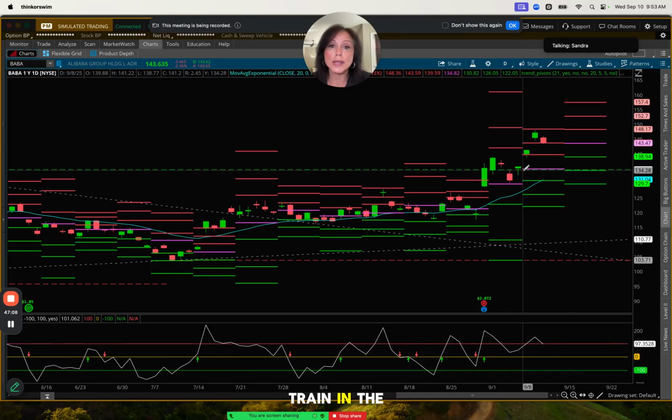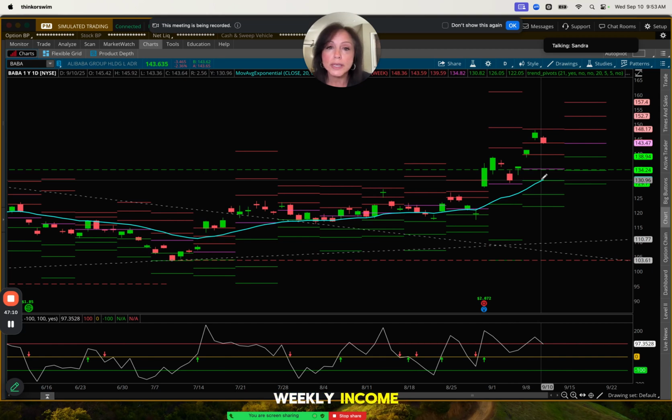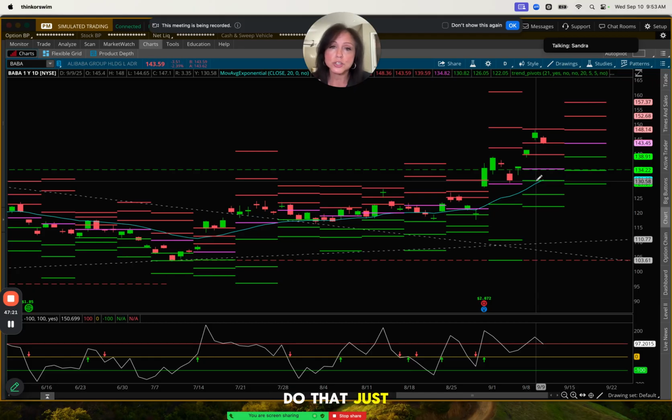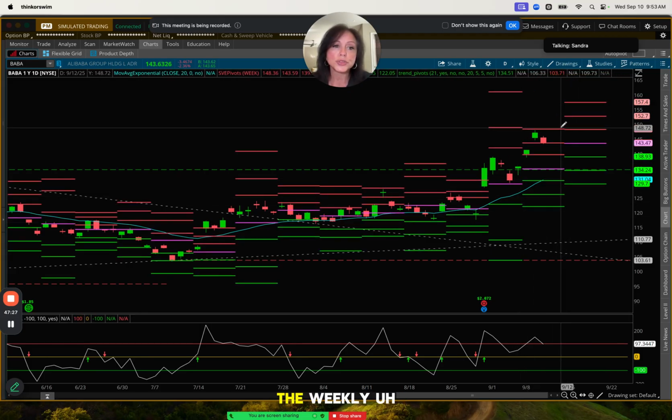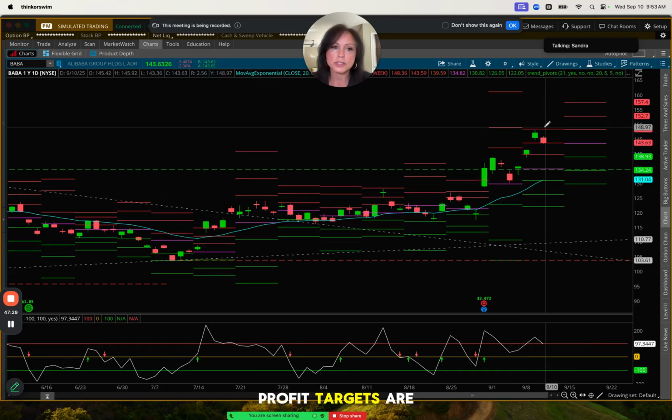The way we trade in the system is that we're looking for weekly income, so we're doing our trades weekly. Like you picked October 17th, way into the future. You could still do that just because you want the time value on it, and still be able to use this indicator to show you what the weekly profit targets are.